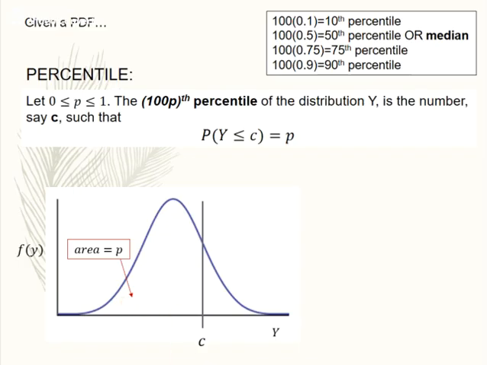In this example, let's say the 85th percentile is required. Then 85% expressed as a proportion is 0.85. So in other words, 0.85 is to the left of C.